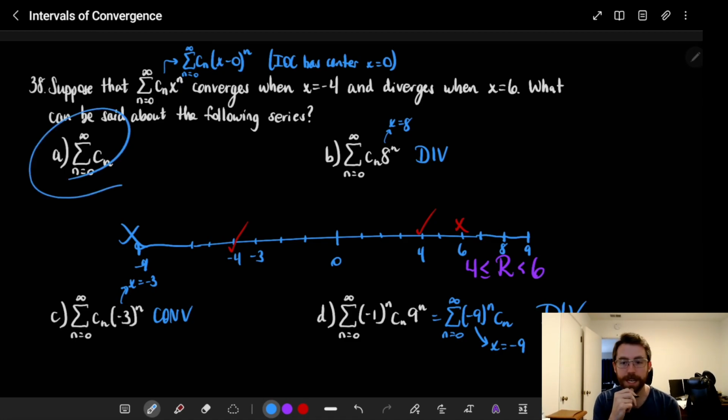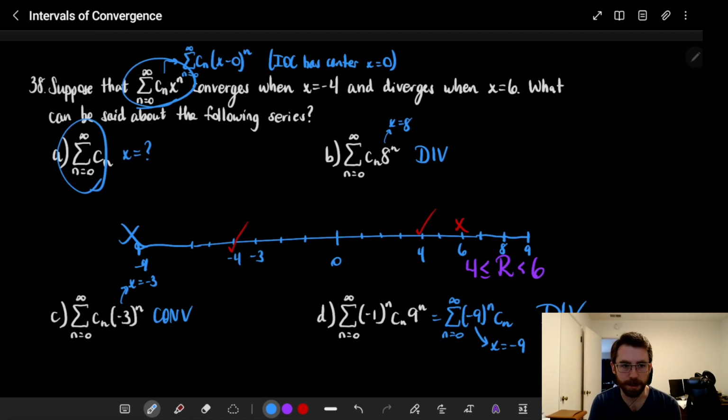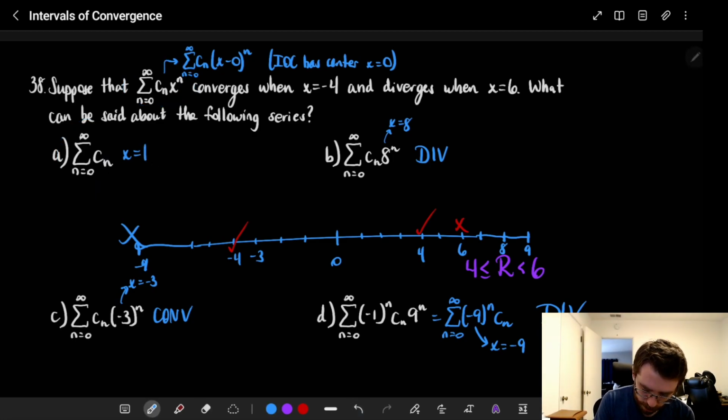The only one that's left is part A. I weirdly think part A is the hardest one. What value of x am I plugging into this series to get just the sum of c sub n? Well, I guess x equals 1, right? If I plug in x equals 1, this term here that I highlighted in red would be 1 to the n, which is just 1, and you're just left with the c_n's. So x equals 1, certainly in the interval of convergence, it's less than 4, so convergent.